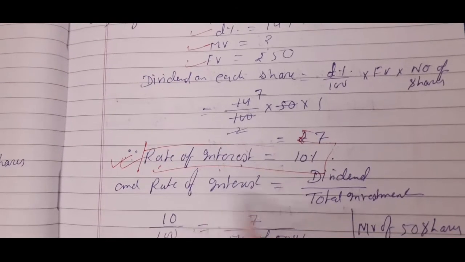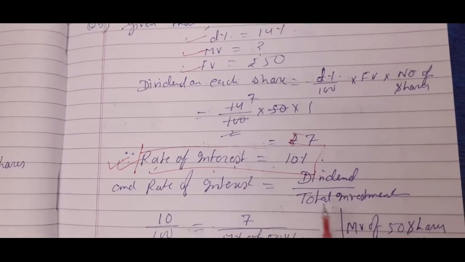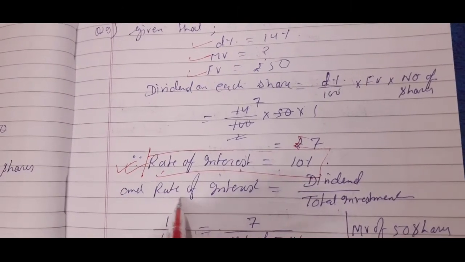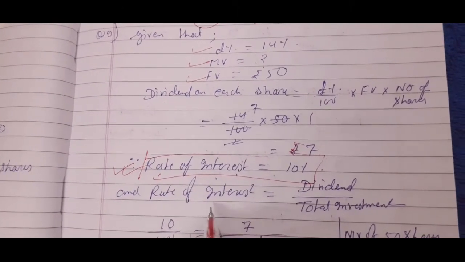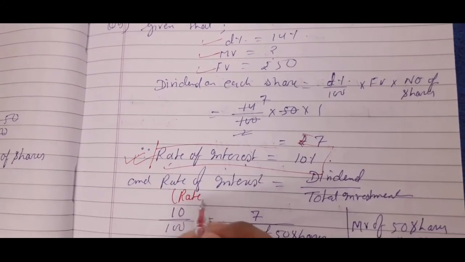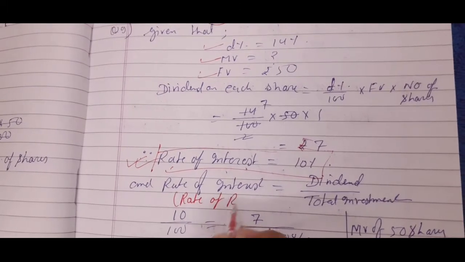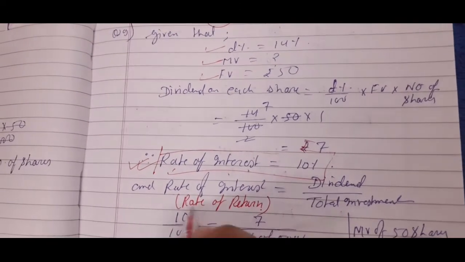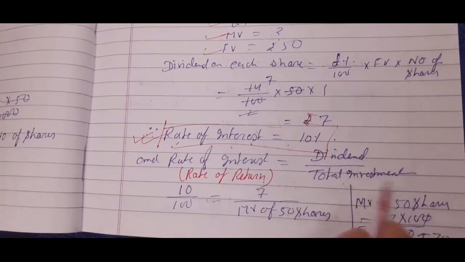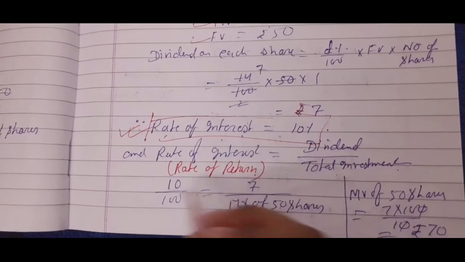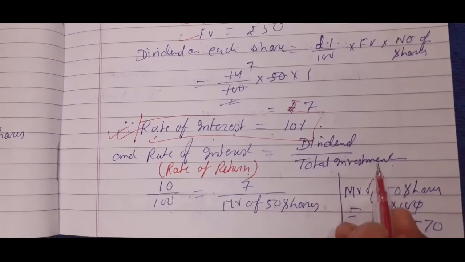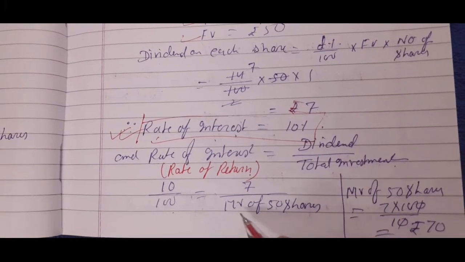So we are going to find out MV. How will we get MV? We know the formula of rate of return, or return percent, as we also write it. Rate of return is dividend upon total investment. And what is the rate of return? That is 10 by 100. Dividend is what we just calculated, 7. And what is total investment? We don't know.